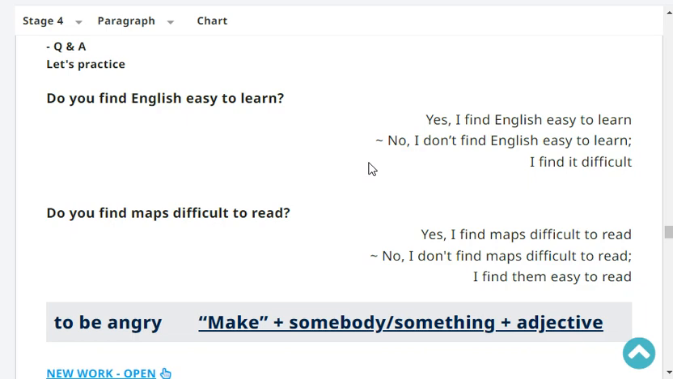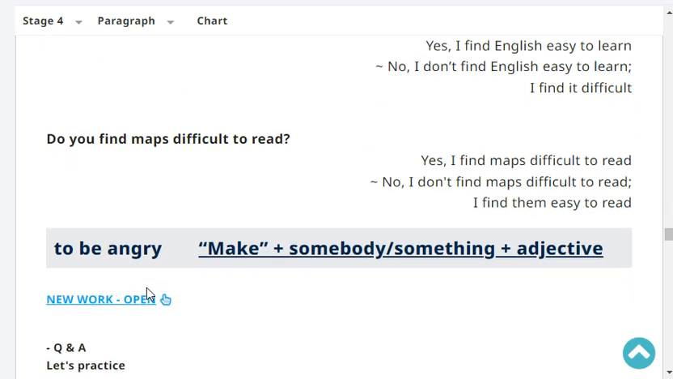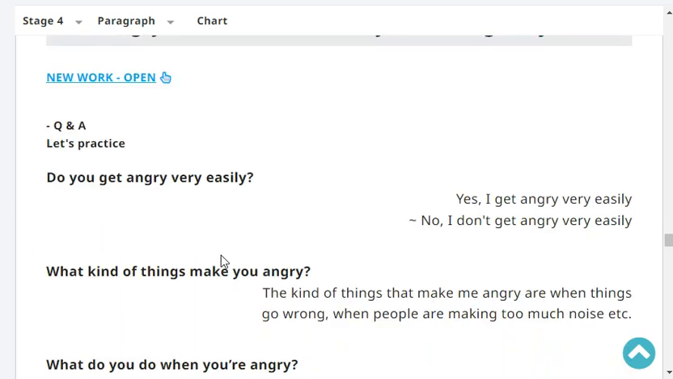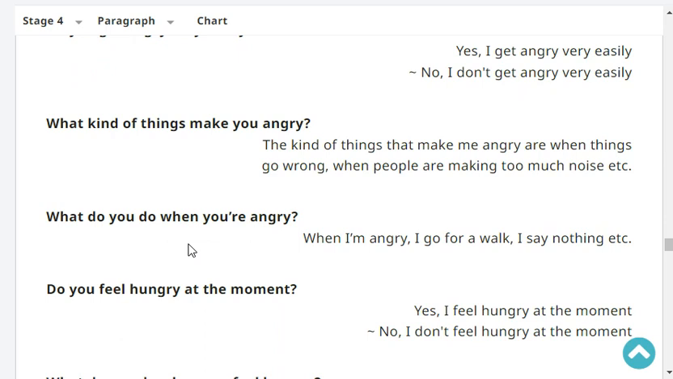Do you find maps difficult to read? Yes or no? No, I don't find maps difficult to read. I find them easy to read. Very good. Do you get angry very easily? Yes or no? No, I don't get angry very easily. That's good news.